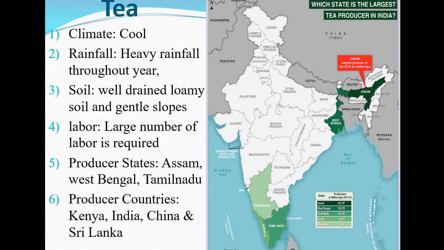Tea. Tea is very common all over the world. It needs a cool climate and heavy rainfall throughout the year. It needs well drained loamy soil and gentle slopes. It also requires a large number of laborers. Leading producer states in India are Assam, West Bengal, and Tamil Nadu. And producer countries are Kenya, India, China, and Sri Lanka.